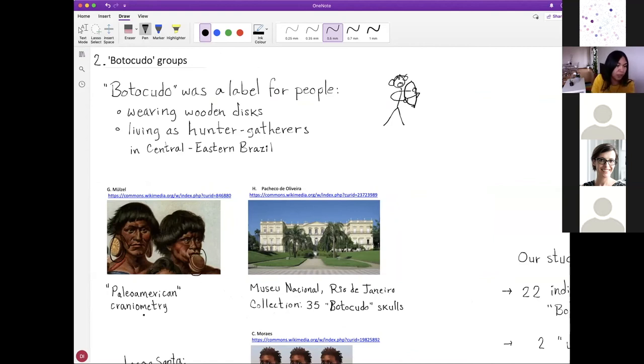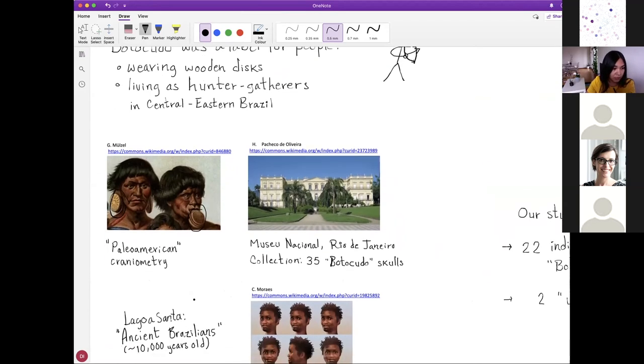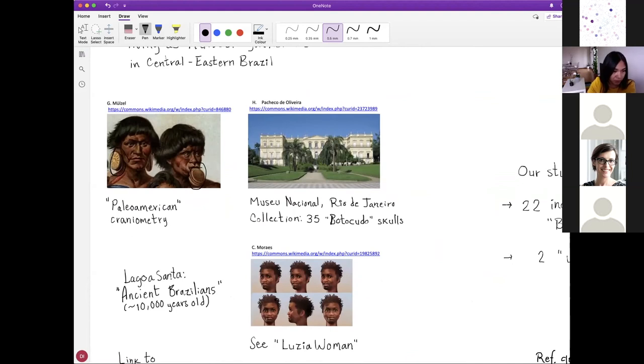Also, some anthropologists have called our attention by mentioning that these individuals have a special type of craniometry that's common among ancient people in the Americas, and it's called Paleoamerican craniometry. An example of a population having this type of craniometry is the Lagoa Santa people, who I will refer to as ancient Brazilians in this talk. Their remains have been found around Brazil, about 10,000 years old. And if you're more interested, I recommend you look for the Luzia woman.